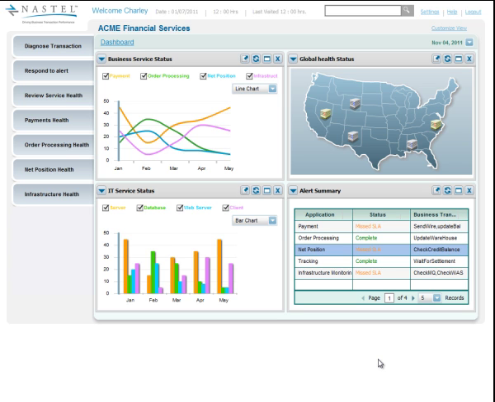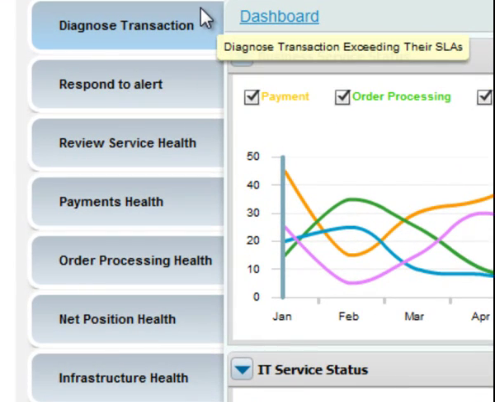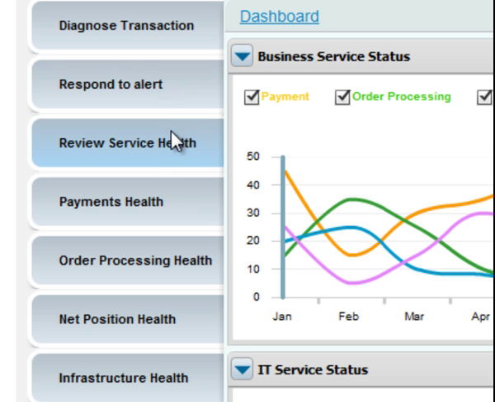We're going to take a sneak peek at the new user interface that AutoPilot's sporting. It's a web-based interface, and it's role-based as well. The different viewlets you see are configured by the administrator, and so are the different tasks and views. So this user at Acme Financial Services has been assigned activities such as diagnose transaction problem, respond to an alert, review service health, and review the status of some applications that they're in charge of.